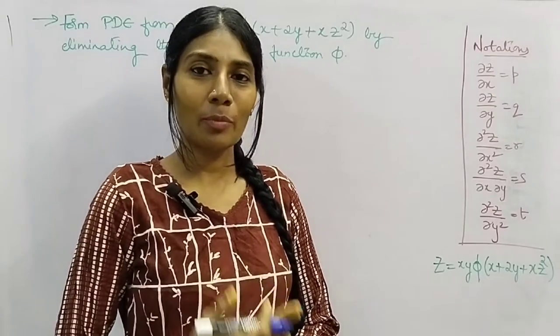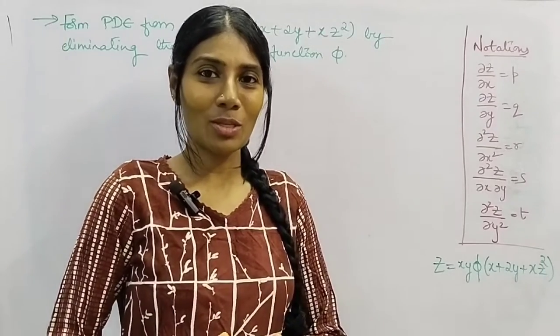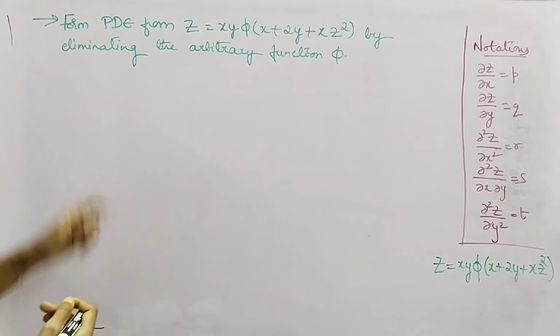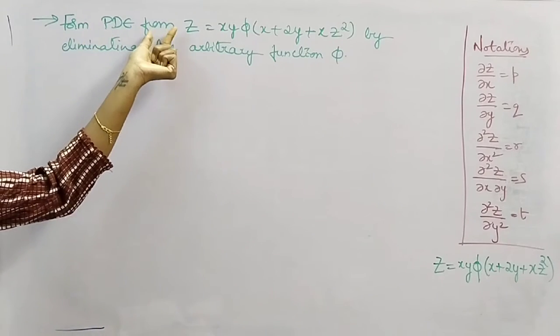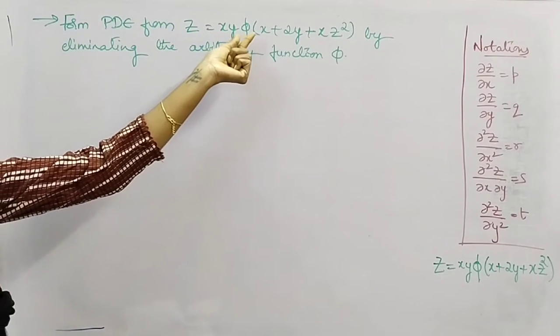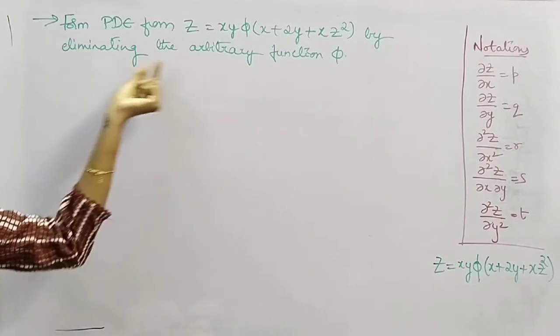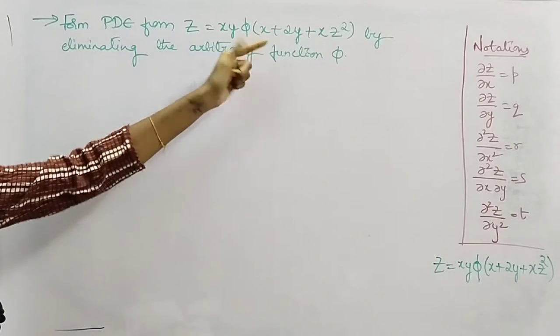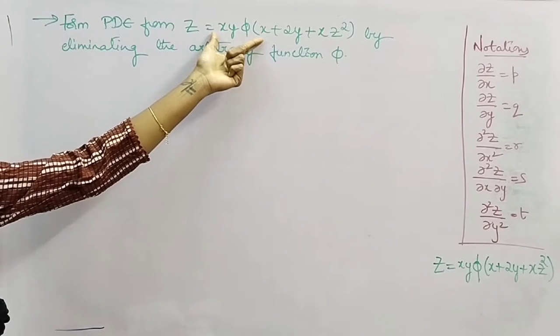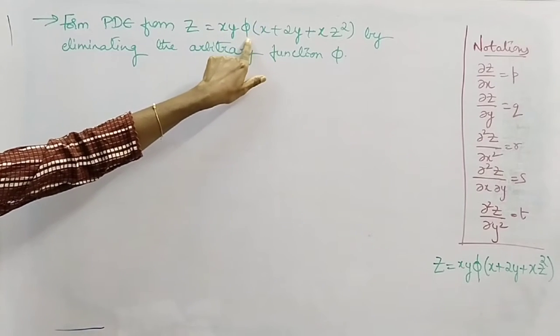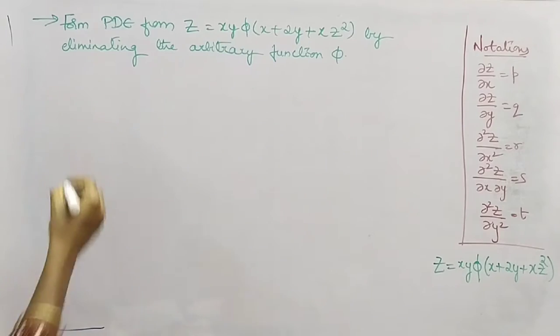In this video, we're going to see a problem from partial differential equations. So let's get going. Problem: form a partial differential equation from z equal to xy phi of x plus 2y plus xz square by eliminating the arbitrary function phi. We are given a relation and we are asked to form a partial differential equation by eliminating this arbitrary function phi. So let's begin.